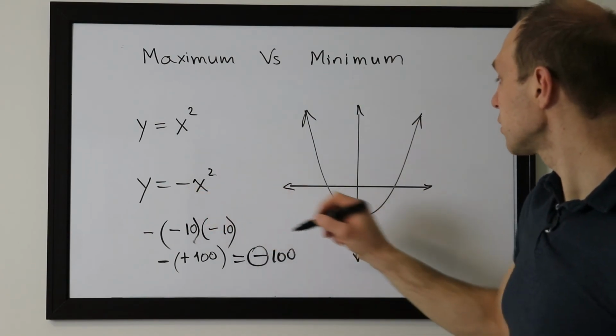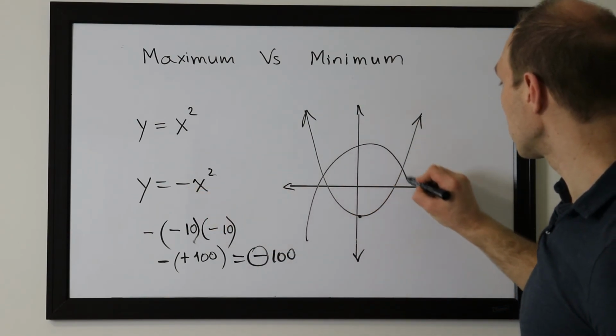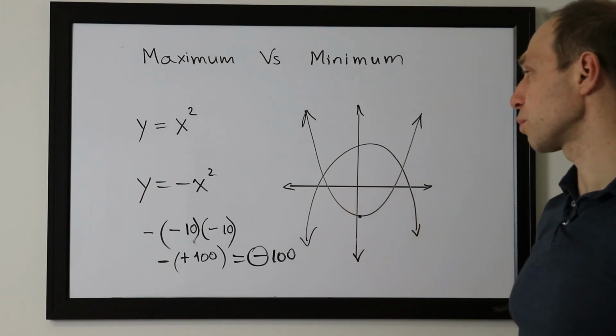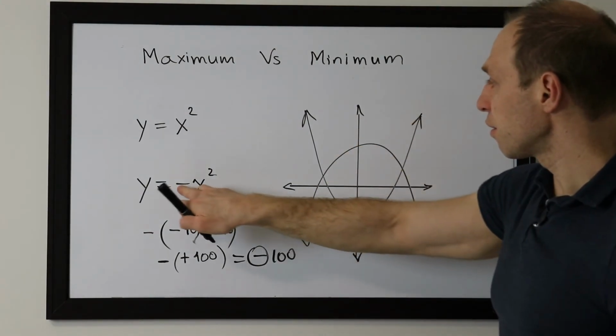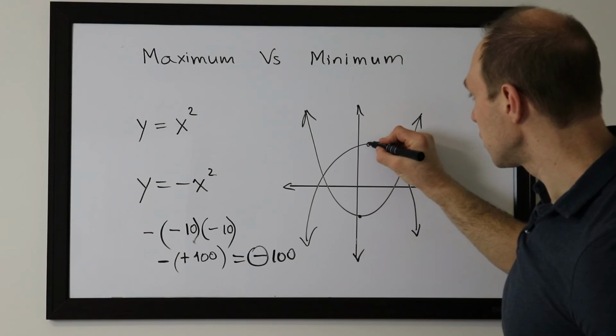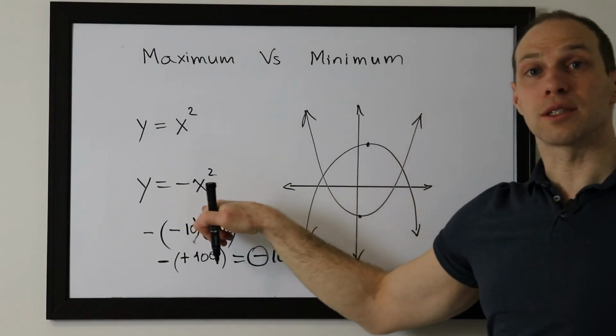And in that case, the parabola will actually flip this way. And so it will face downwards, and this will represent its maximal value.